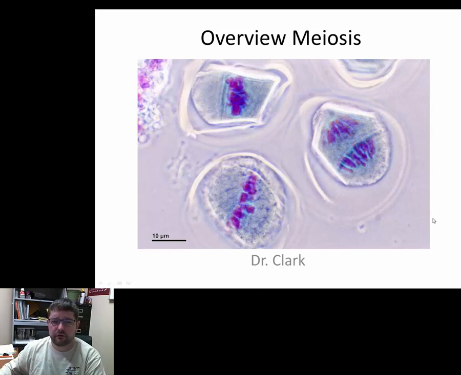So, you can see some things that might be fairly familiar, like metaphase. Here's a germline cell that's in metaphase. Here's a germline cell that's in anaphase. And you can see the same kind of phases, same kind of processes in meiosis and mitosis. There's just a little bit of difference, and that's what we're going to discuss mainly in the next few lectures.